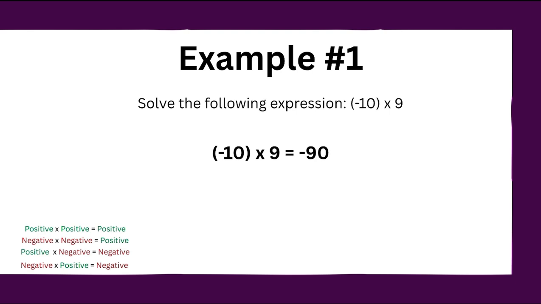Now if you put this as a positive, it would be incorrect because once again you have to apply that integer rule for multiplication of integers. That's why it's very important that you incorporate these rules into your final answer.